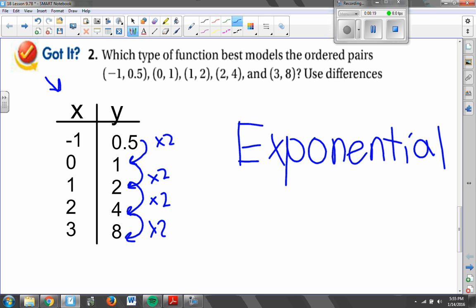If you have questions about using a table to decide which function is best, please make a note to ask me in class tomorrow.